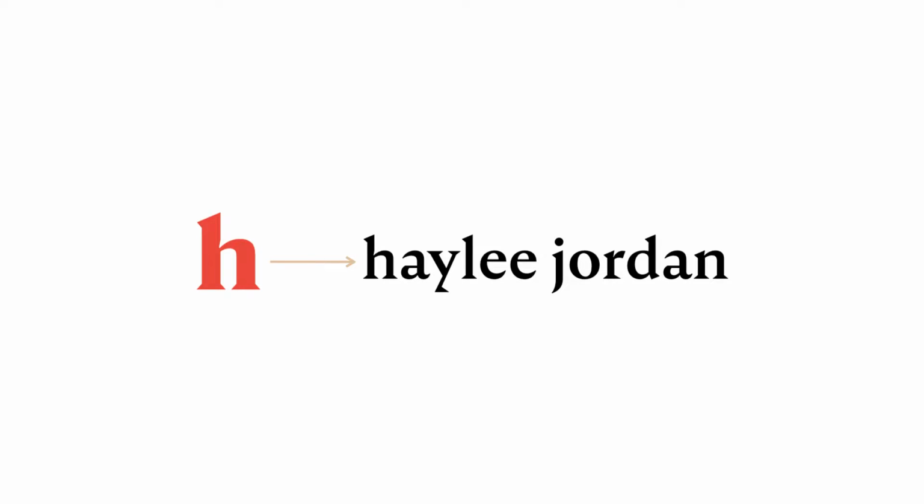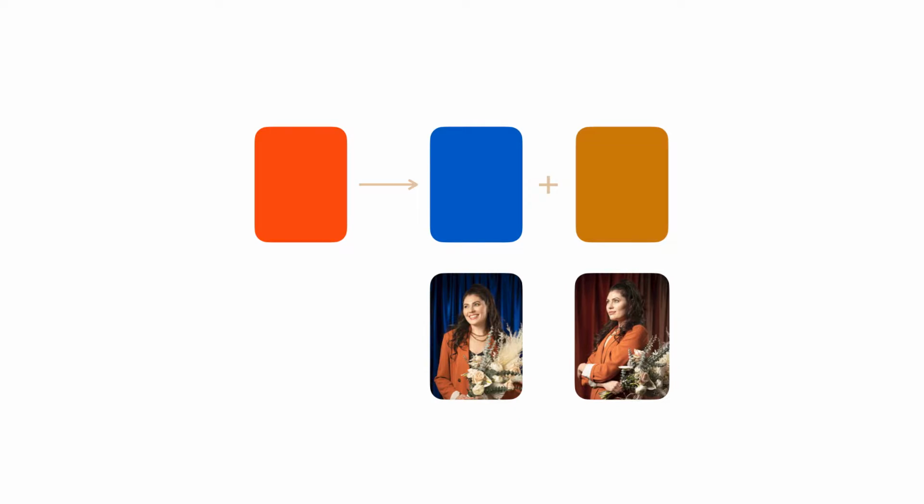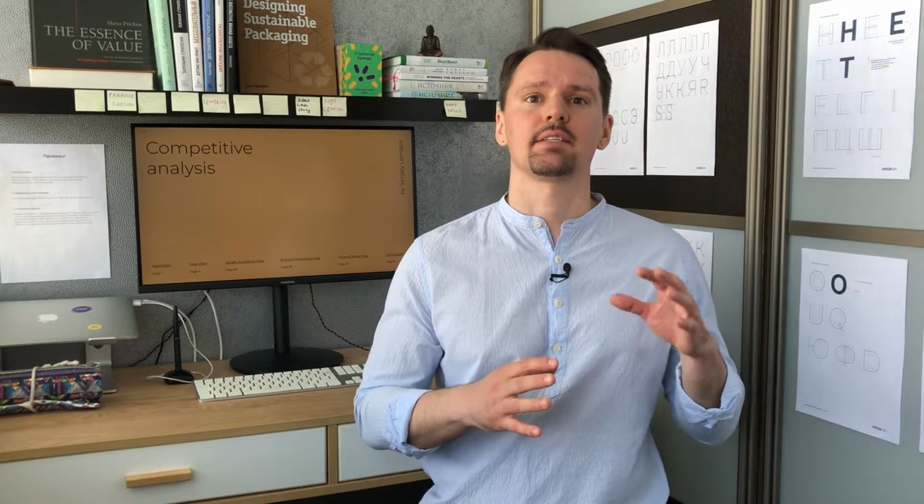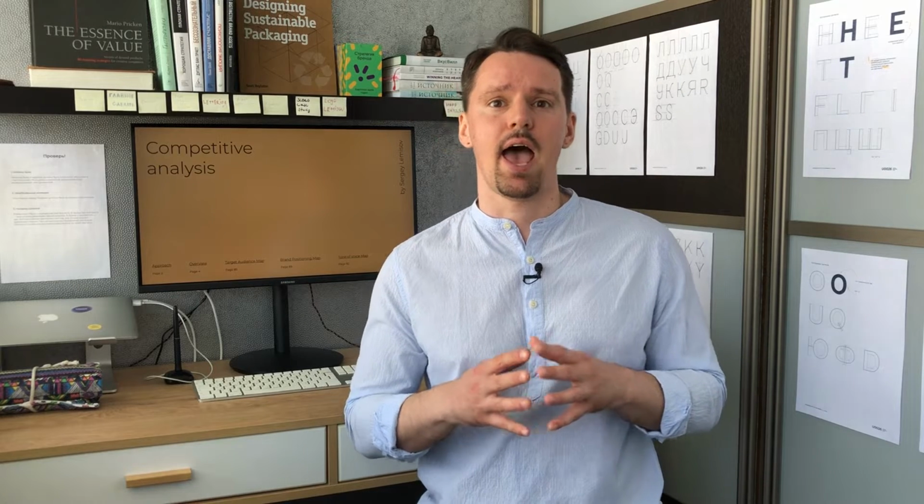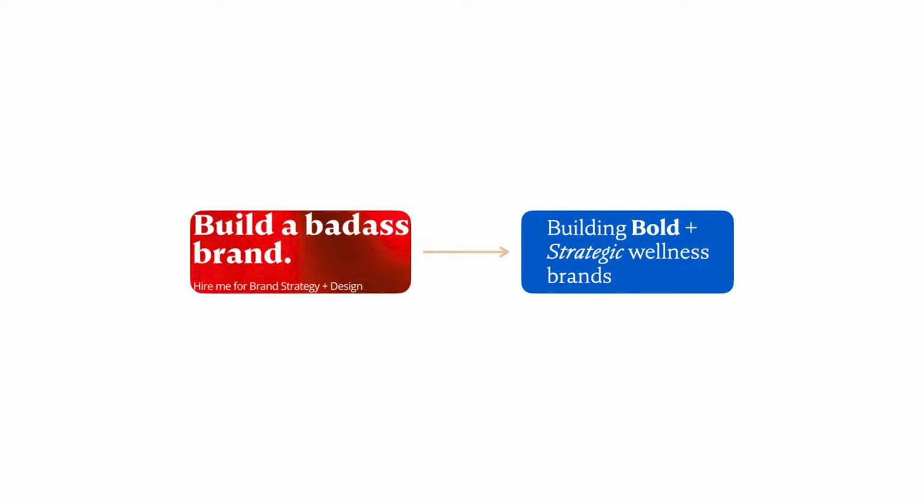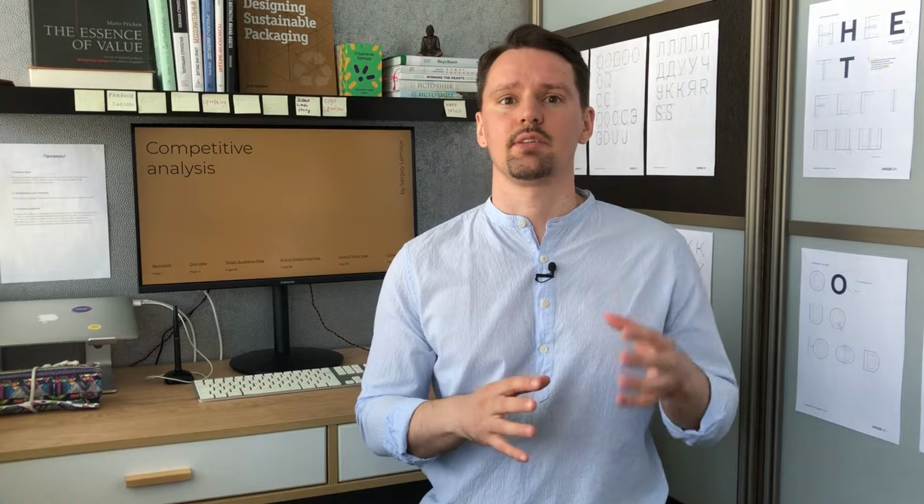So Haylee decided to use her full name in the logo, and the red color changed to a combination of blue and brown. And note that Haylee has not changed the principles of her design system. She still uses her primary colors in her photos, and she also changed the tone of voice to a more subdued one. It was "build a badass brand," and it became "building bold plus strategic wellness brands." We also see that there appeared a focus on the wellness industry.